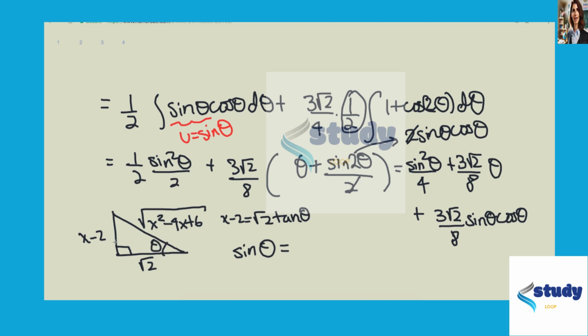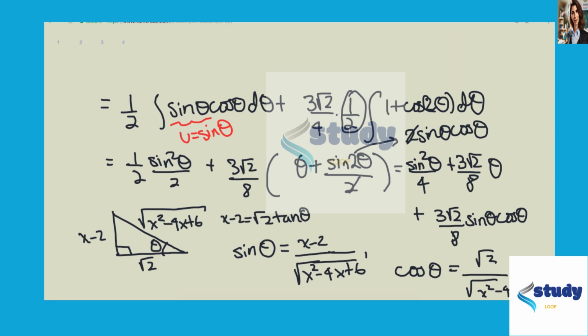Here's theta, sine is x minus 2 over the radical. And then cosine, adjacent over the radical. So x squared minus 4x plus 6. So let's go ahead and write out our final answer. First, we'll simplify b. We'll go ahead and replace this on the right-hand side with terms of x, and then we'll finally add a and b together.